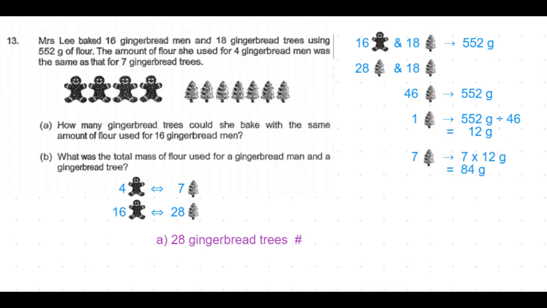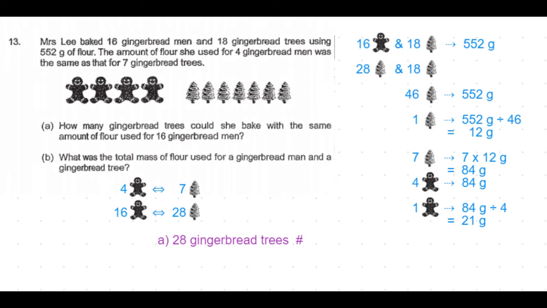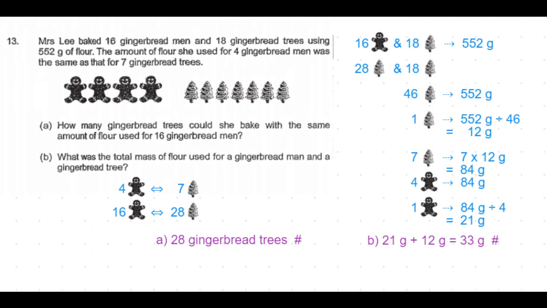So to make 7 gingerbread trees, she would use 7 times 12, 84 grams. But we know that 7 gingerbread trees is the same equivalent amount of flour used for 4 gingerbread men. So 4 gingerbread men is 84 grams. So 1 gingerbread man is 84 divided by 4, 21 grams. So we already found out that 1 gingerbread tree would consume 12 grams and 1 gingerbread man would consume 21 grams. So that's a total of 33 grams to make 1 gingerbread man and 1 gingerbread tree. So that's the answer to part B of the question.